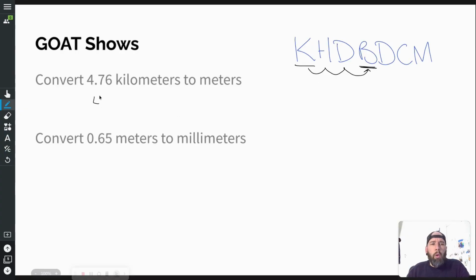So I'm going to write out 4 and 76 hundredths. I'm going to go to the right 1, 2, 3. Put a decimal where the decimal should be. Include a 0. 4,760 meters.